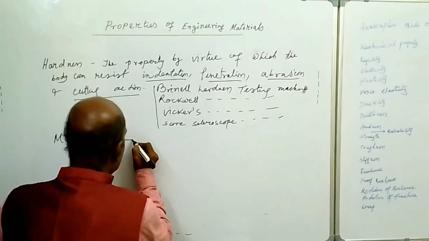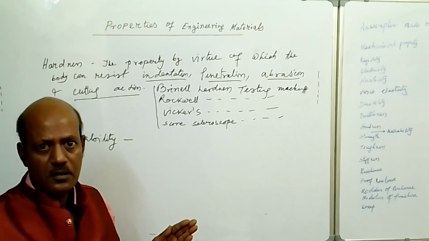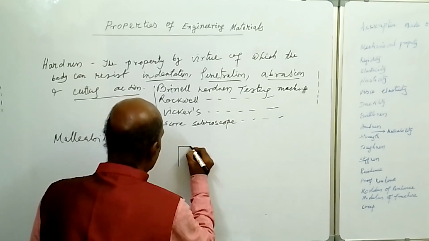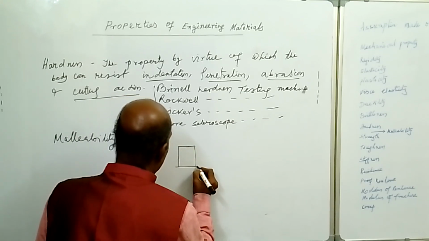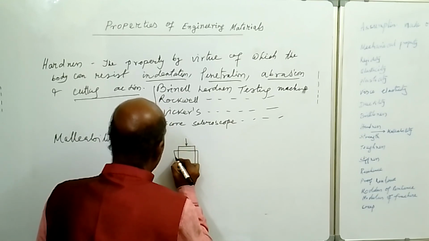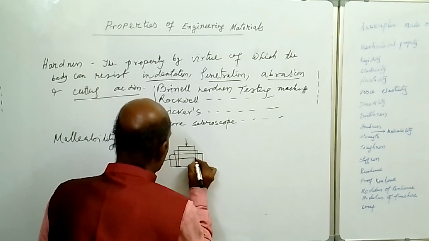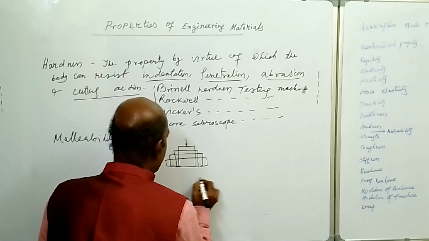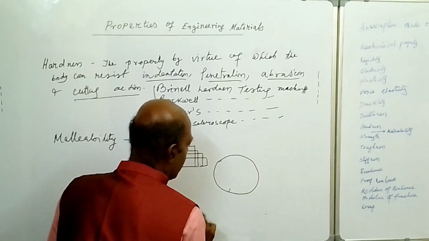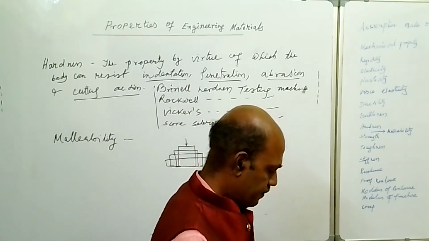This is the property by virtue of which the body can be beaten into a thin sheet without cracking. So if this is the initial body, and a compressive load is applied, under compressive load this body can be beaten into a thin sheet without any crack formation. That property is called malleability.